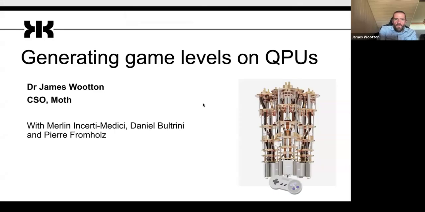I'm going to give you a talk which I retitled today because it seemed like a better name: Generating Game Levels on QPUs. It's focused around the paper that Farouk mentioned, but it's also the origin of that paper and how we're using that paper and how we hope other people will use that paper in the future as well. So it turned into quite a broad overview. That work was done by me, but with my colleagues Merlin, Daniel, and Pierre, who are fellow researchers at Moth.